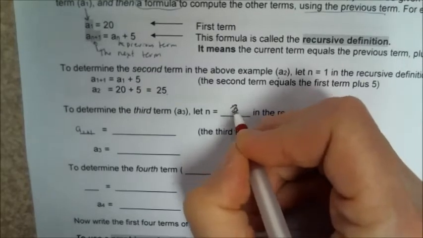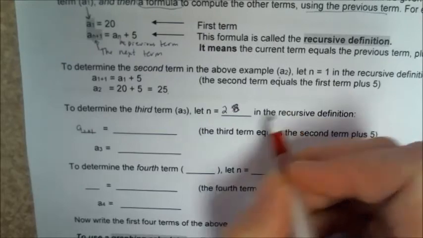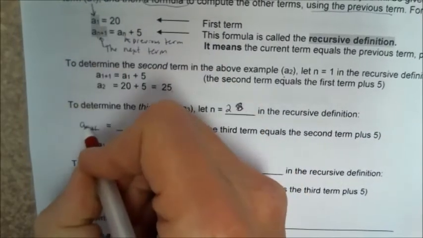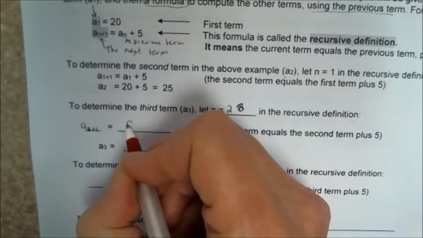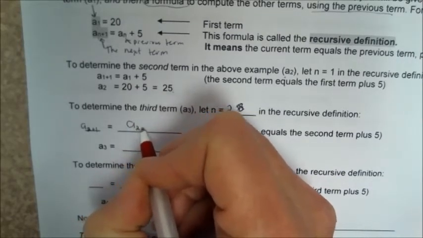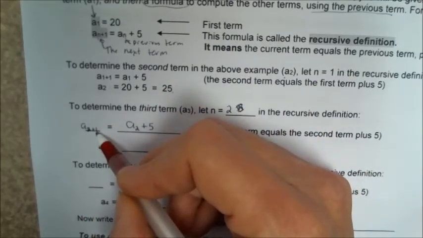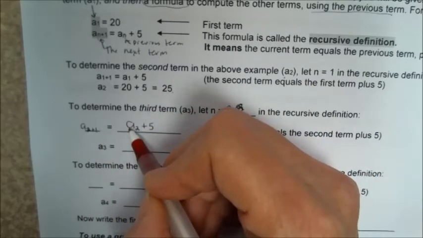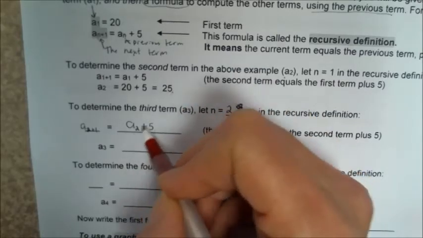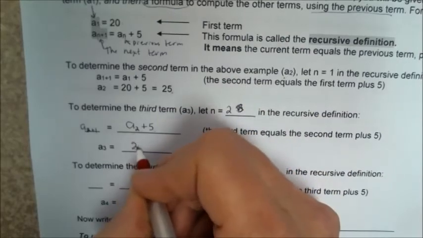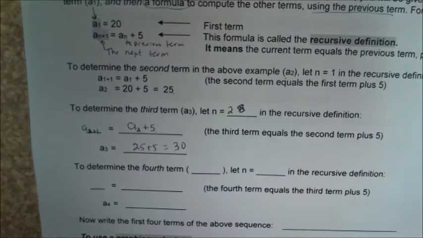I'm sorry, you're going to let n equal 2, not 3. You're going to let n equal 2 in the recursive definition. So n plus 1 is a2 plus 1, which is a3. a3 is the second term plus 5. So whatever term you're trying to get, the next term is the previous term plus 5. So the previous term, the second term, was 25, so 25 plus 5 is equal to 30. So the third term is 30.